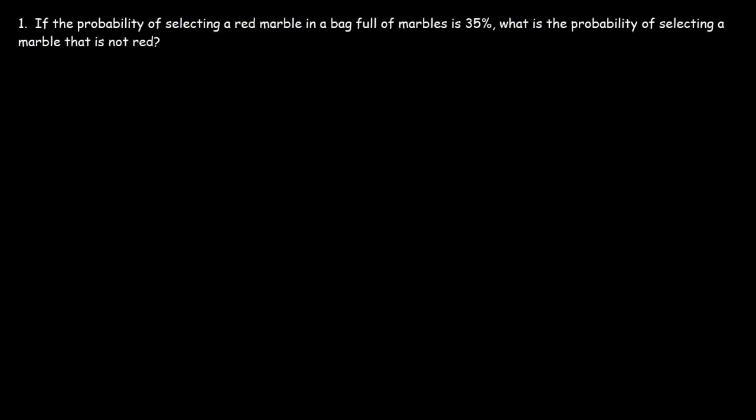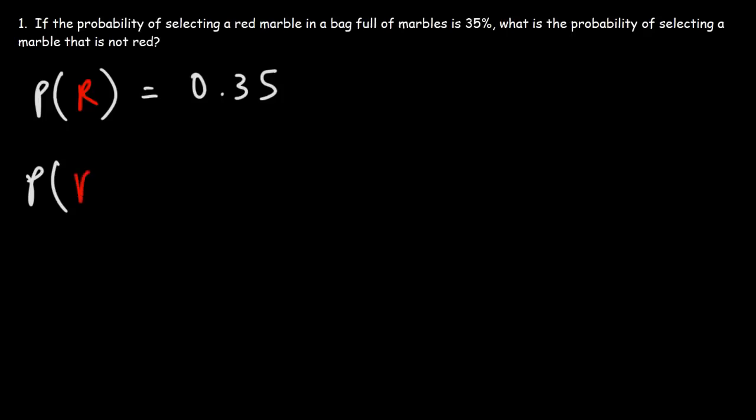Let's work on this problem. If the probability of selecting a red marble in a bag full of marbles is 35%, what is the probability of selecting a marble that is not red? So the probability of getting a red marble, we're told, is 35%, which is 0.35. So what is the probability of getting a marble that is not red, or the complement of R?